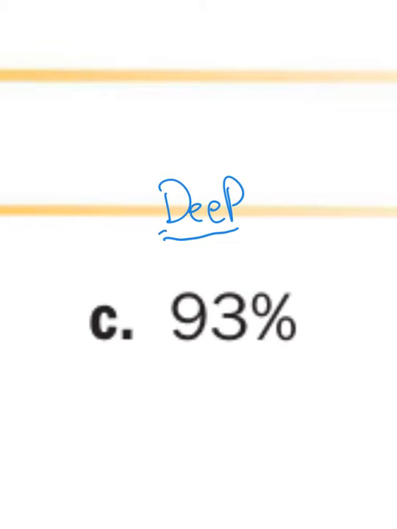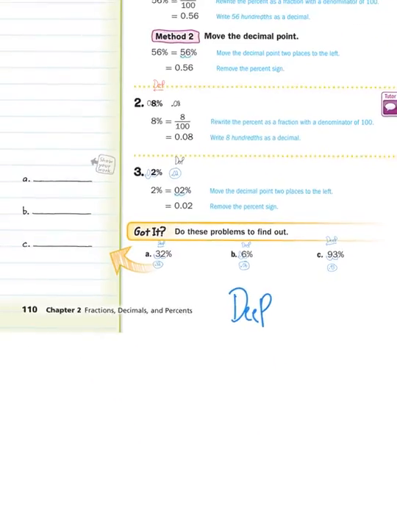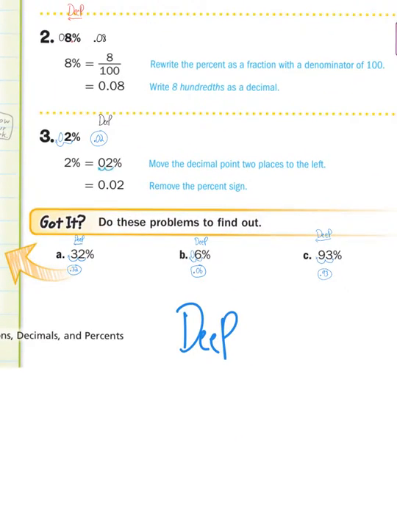We're going to move it twice to the left. It starts at the whole number at the end. Once, twice, X marks the spot. You should have 0.93 or 93 hundredths. Now, if you had all 3 of these right, give yourself a C for each one. If you made any mistakes, just fix them and think about it before we go on to the next page.